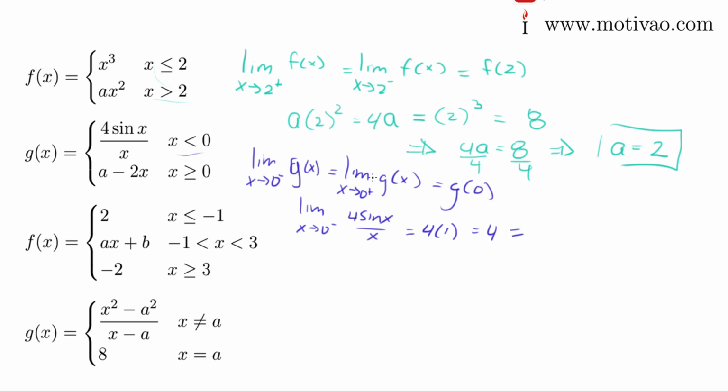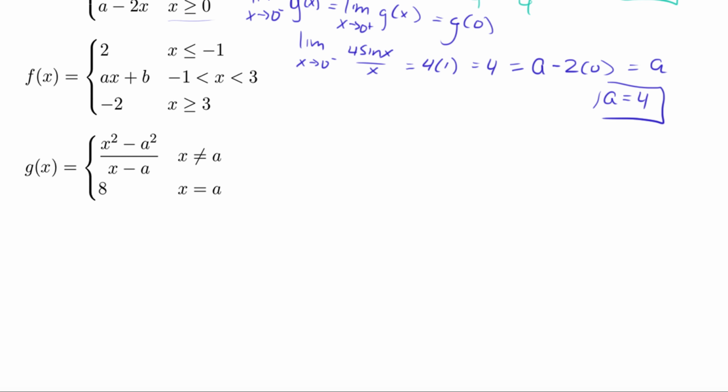And that has to be equal to the limit when x approaches 0 from the right. If I'm choosing 0 from the right, I'm choosing a minus 2x. That's going to be a minus 2 times 0, which is a. Therefore, a is equal to 4. Notice that g of 0 is also the same one, so we don't have to find it.